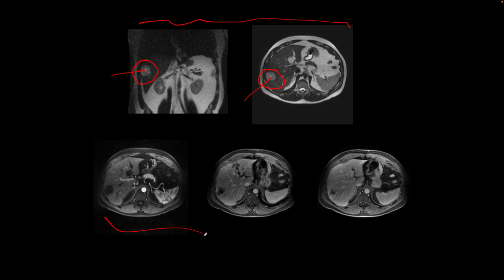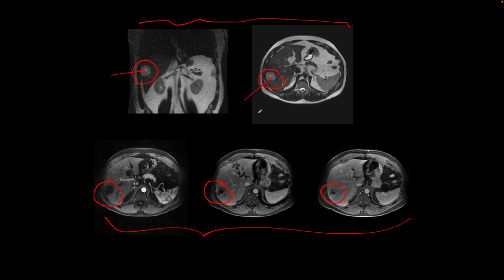On the contrast enhanced images at the bottom, these are T1 fat saturated images. We find that on the arterial phase, there is no enhancement. On the portal venous, there is centripetal enhancement. And on the more delayed image, there is peripheral centripetal fill in. And so these findings are consistent with a hemangioma.